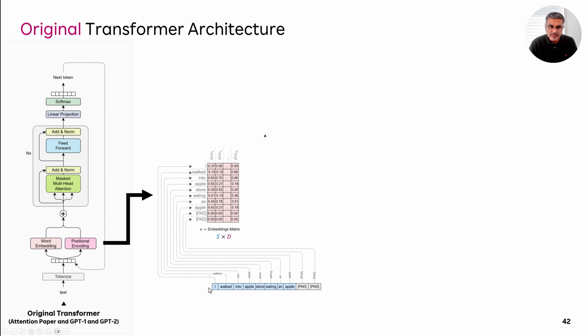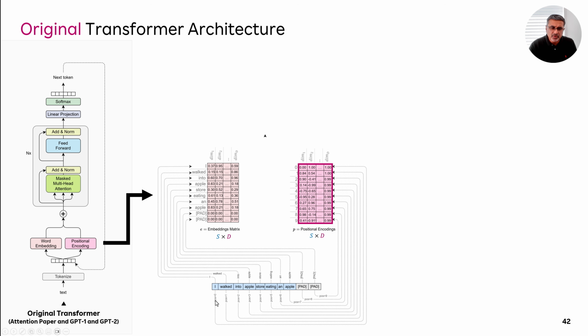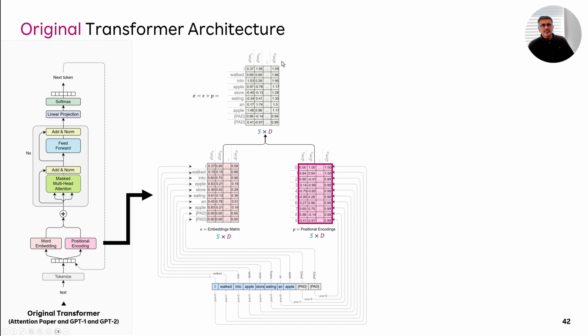So for all the tokens, let's say the sentence is "I walked into Apple store eating an apple." This is your word embeddings. Now the positional embeddings are calculated as what? For position 0, you calculate the embedding this way. At position 1, you calculate something like this. And then you add both of them to create your input. So what goes into the decoder-only transformer is an addition of the word embedding plus the position encoding matrix. The position encoding matrix is also S cross D.